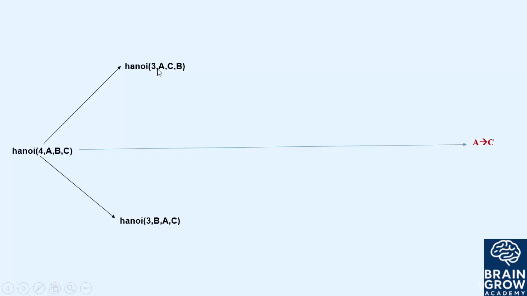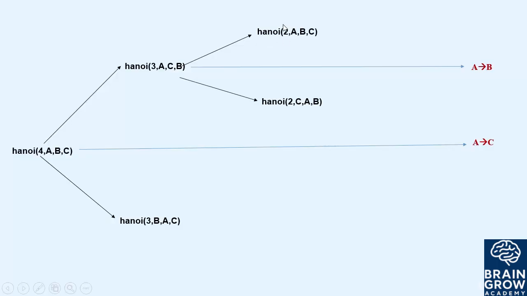Now for moving 3 disks from A to B using C as a temporary pillar, first we'll move 2 disks from A to C using B as a temporary pillar. Then we'll move the 3rd disk from A to B. Then we'll move 2 disks from C to B using A as a temporary pillar.